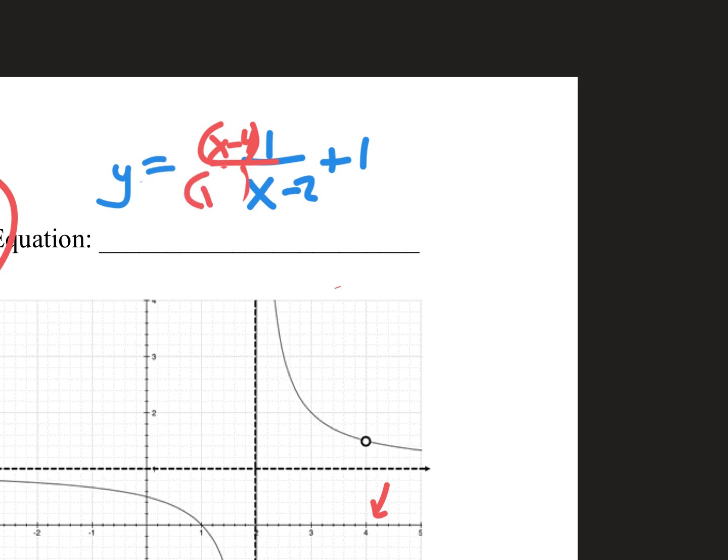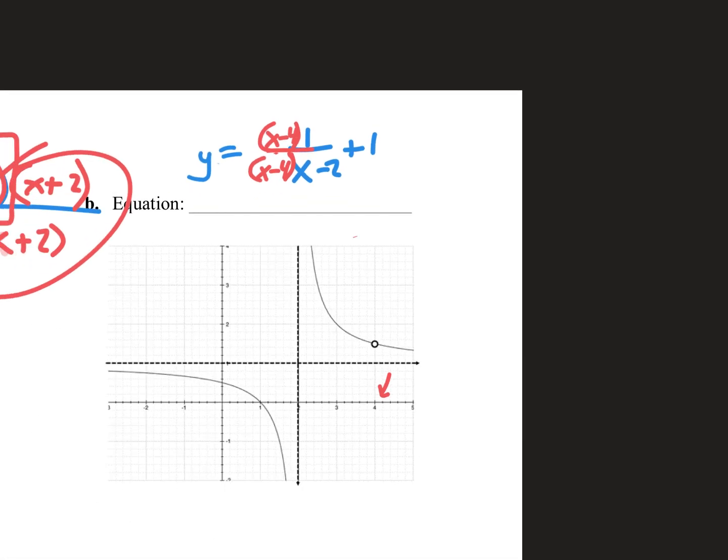And then putting my x minus 4 right here. There we go. I double checked just to be sure. I have a hole at 4 right there. Yep, got that right there. What's left besides the hole is a 1 over x minus 2, because that's been moved 2 to the right. And then it's all been moved up 1.